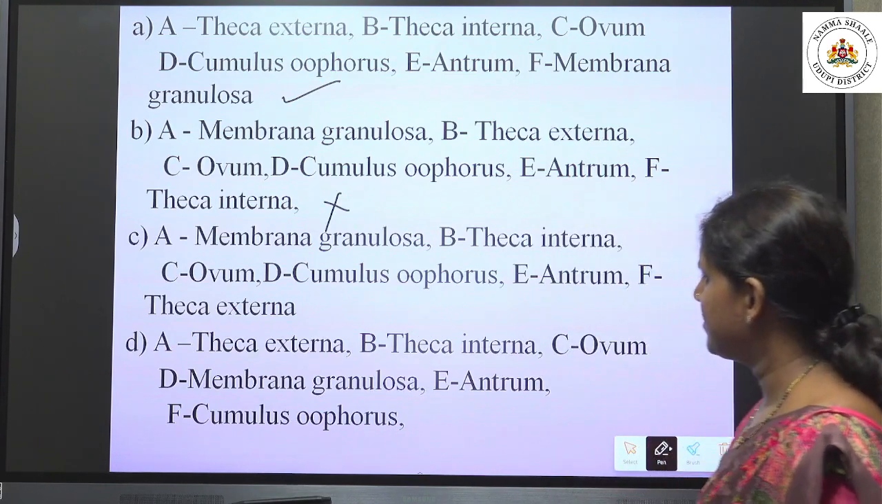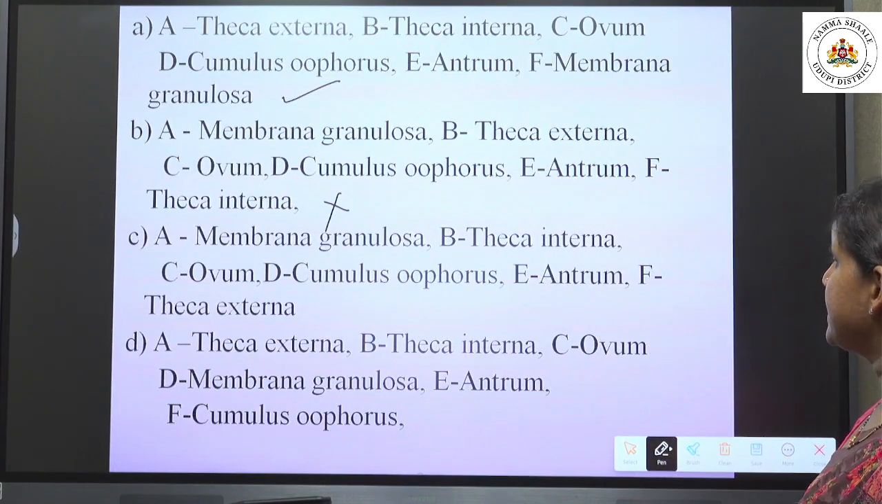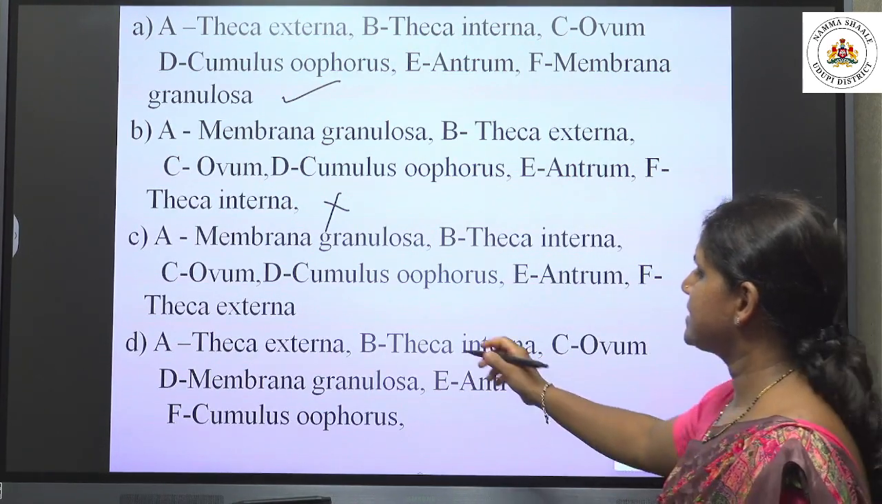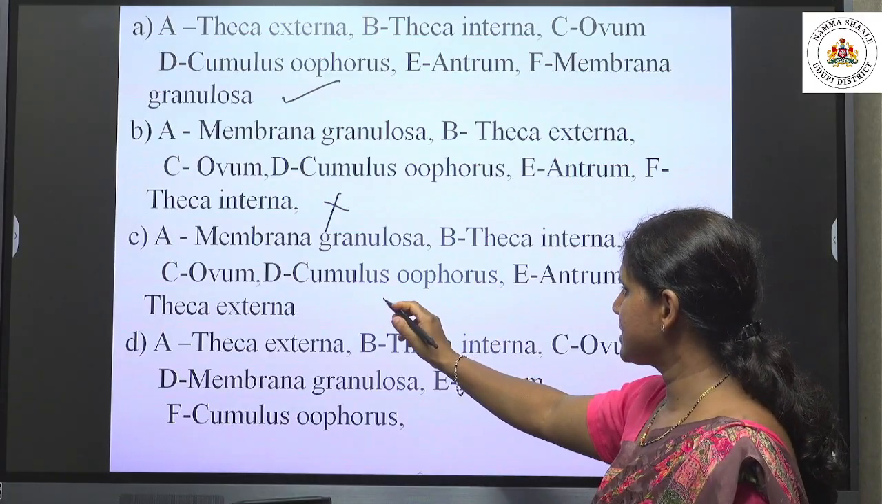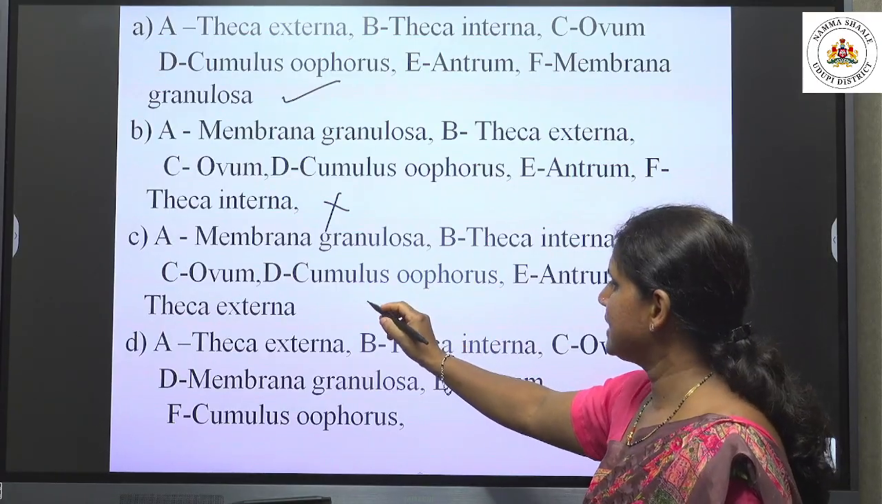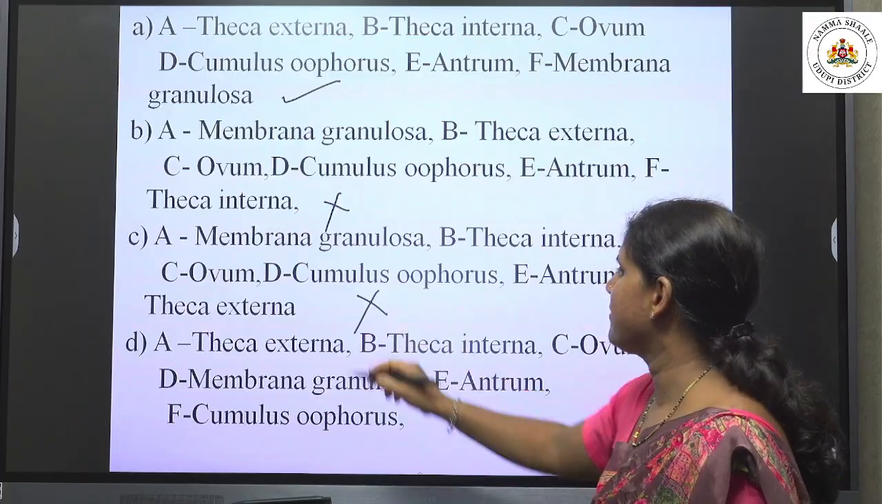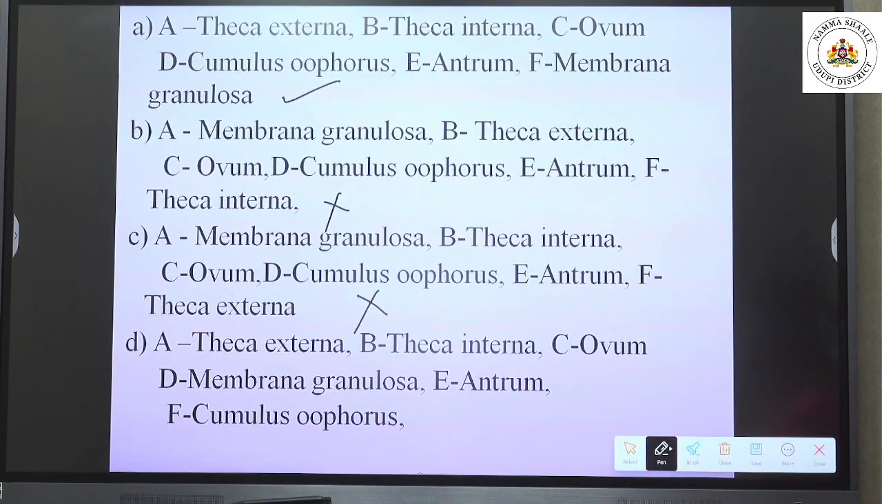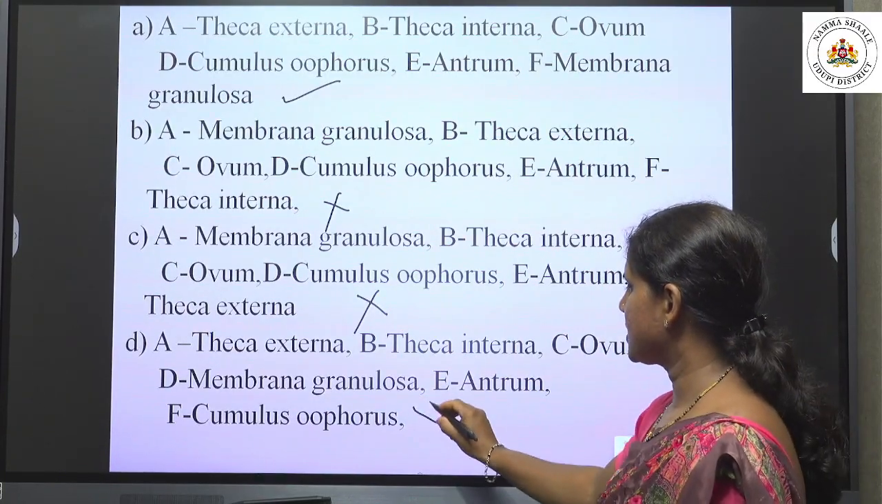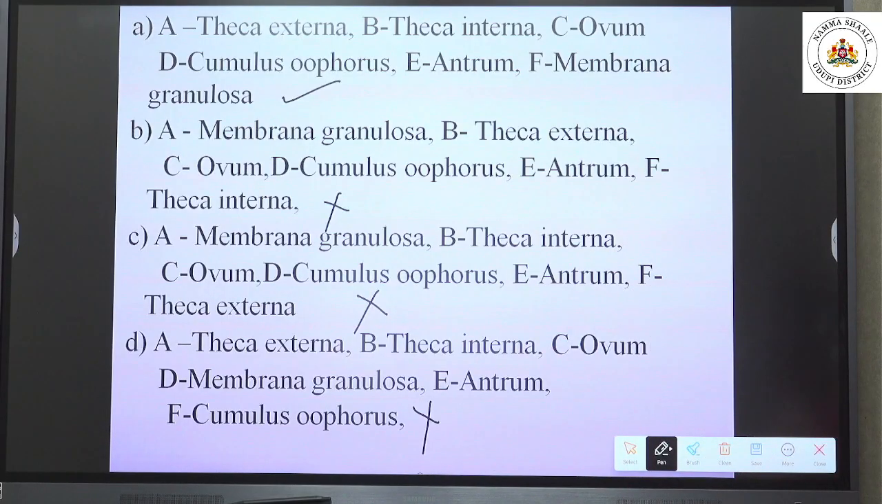And in the next option, C is the membrana granulosa, B is the theca interna, C is the ovum, D is the cumulus oophorus, E is the antrum, and F is the theca externa. It is also wrong, and the D option is also wrong. So hence the correct option is E.